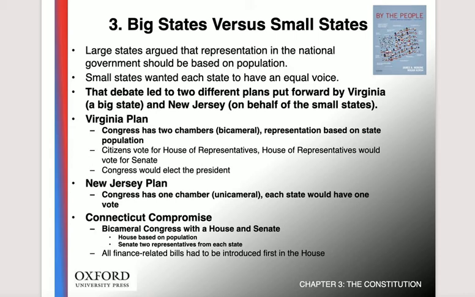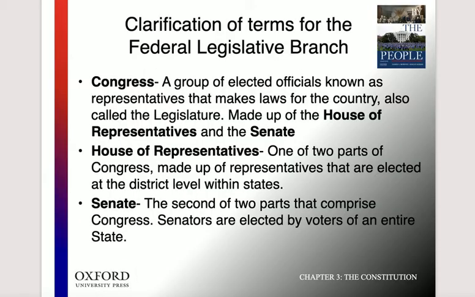All right, moving on to the fourth challenge. Oh, sorry. Before we go on to the fourth challenge, I just want to clarify terms. So Congress is the group of elected officials known as the representatives that make the laws for the country, also called the legislature. So we use these words intermittently, or we can exchange these words. So they can be called Congress or the legislature, and it's made up of the House of Representatives and the Senate.